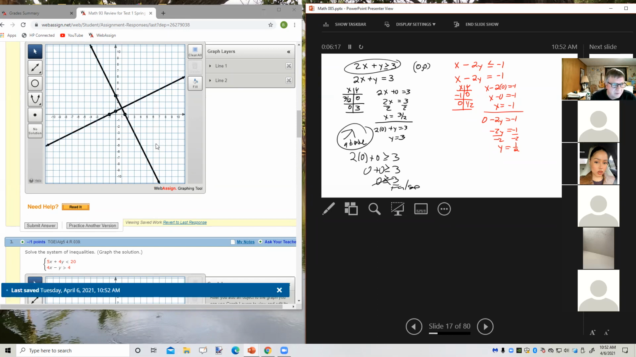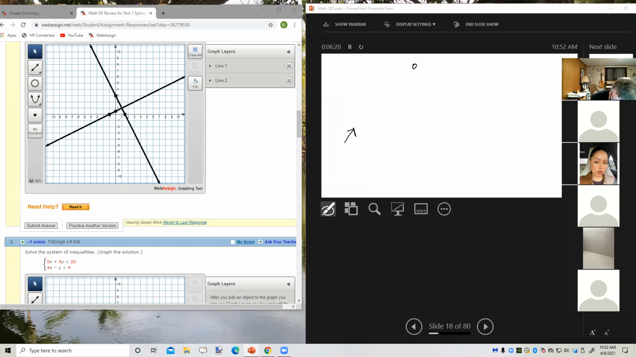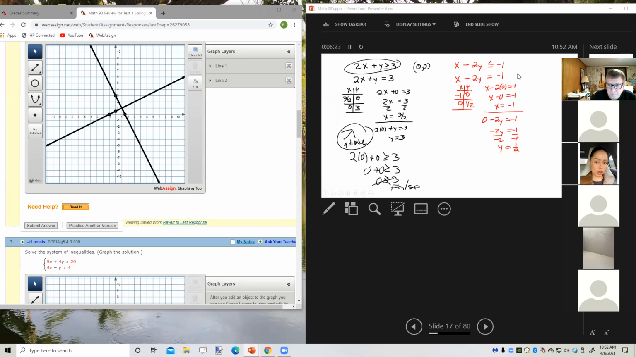Let's pick a test point. 0, 0 also would work. 0, 0. We're going to plug that in here. So that will give us 0 minus 2 times 0 less than or equal to -1. 0 less than or equal to -1. That is also false. Oops. So 0, 0 is not a good test point for the second line, which is this one here. So that means it's going to be above.